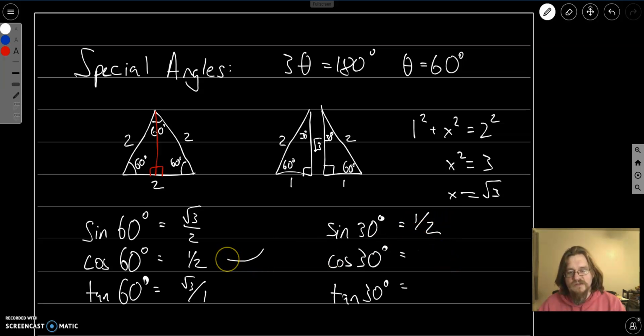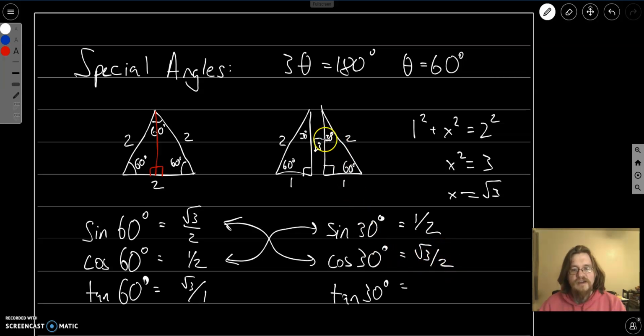And what you'll notice is these guys are the same. Why are they the same? Sine and cosine are cofunctions. 30 and 60 are complementary angles. They have to be the same value. Likewise, the sine of 60, the cosine of 30, sine and cosine, these are cofunctions. 60 and 30 add up to 90, so these are complementary functions. These guys are the same.